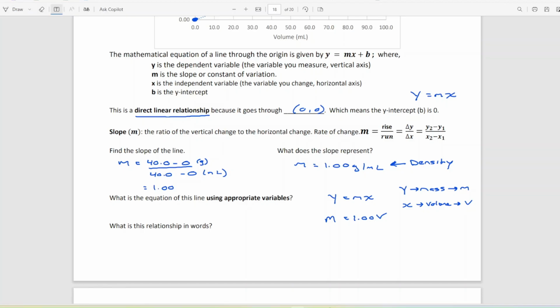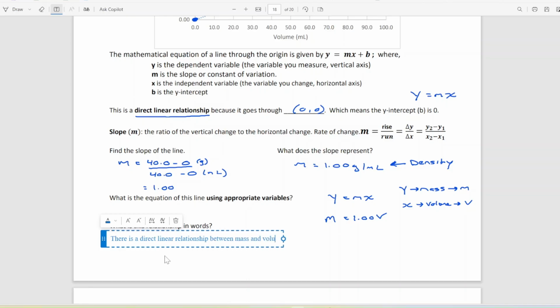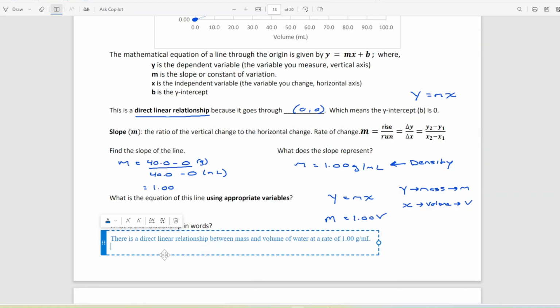So the relationship is, there is a direct linear relationship between mass and volume of water at a rate of 1.00 grams per milliliter.